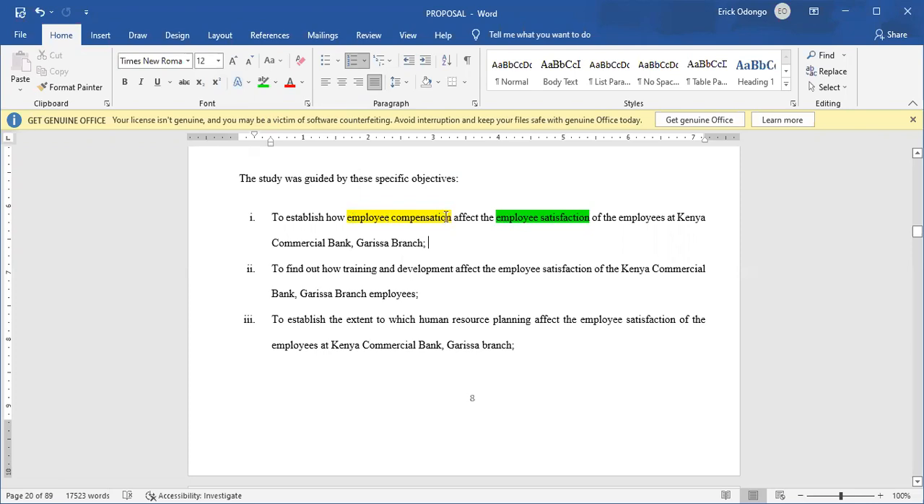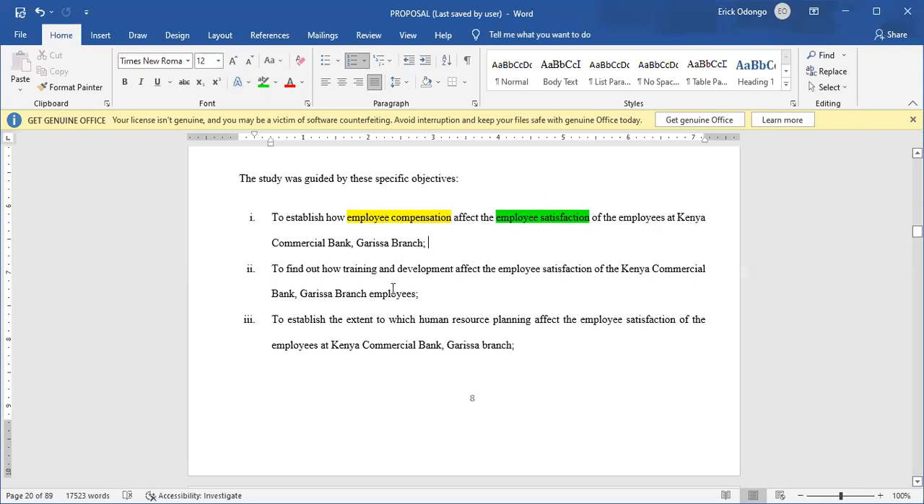And this independent variable is what is forming my specific objective. So how employee compensation will affect the employee satisfaction of the employees at Kenya Commercial Bank. You must indicate to us the case, how it will affect your objective at the case or the organization where your research is going to be based.